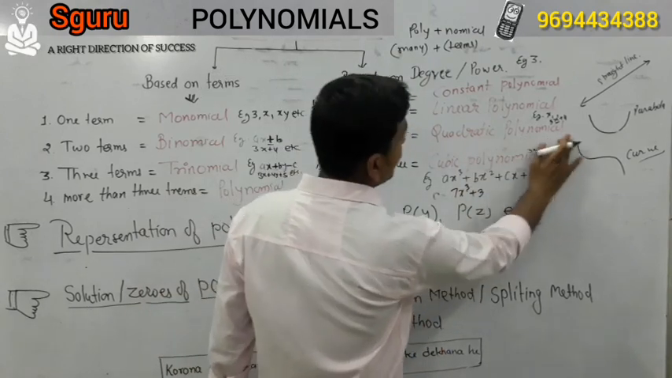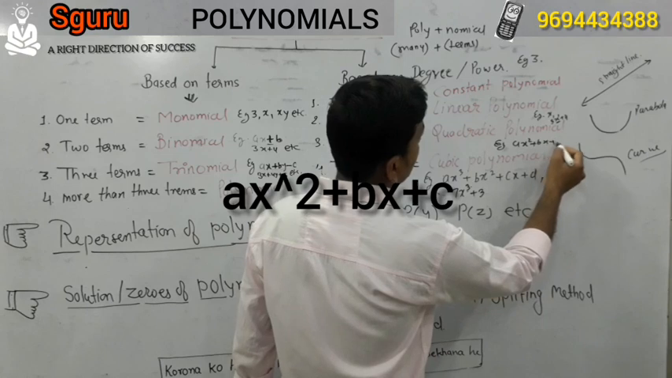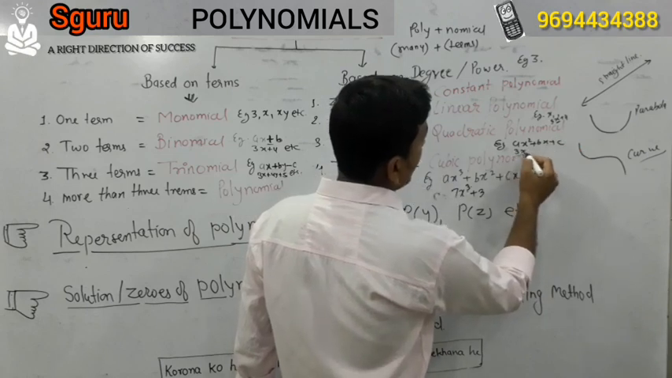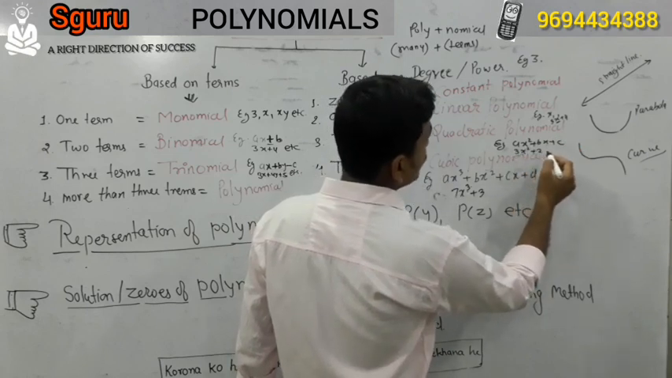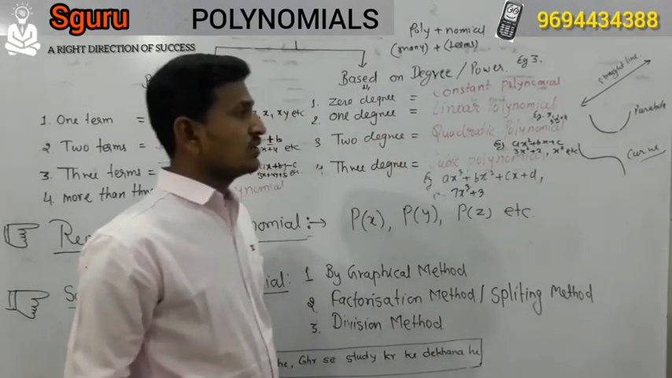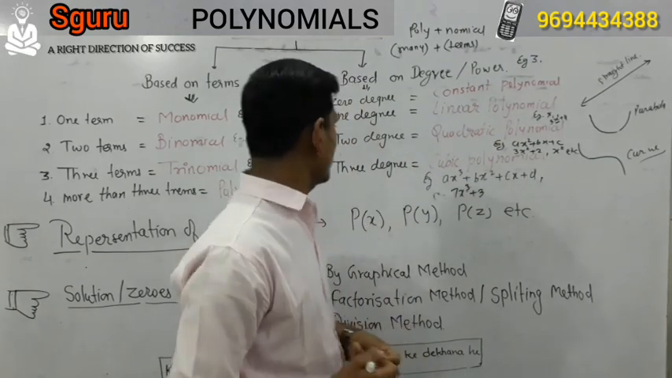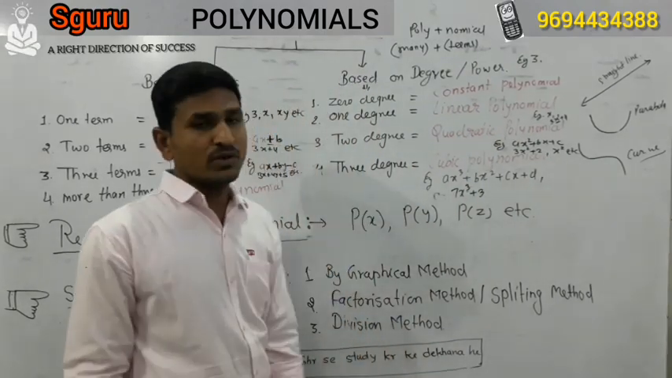Yes, here 2 degree polynomial. Examples of 2 degree polynomials are ax square plus bx plus c, 3x square plus 2x square, etc. Yes, they all are examples of 2 degree means quadratic polynomials. Okay, next 3 degree polynomial.